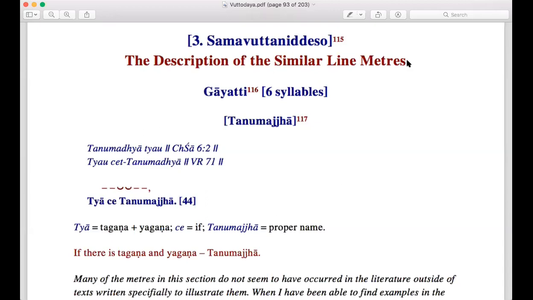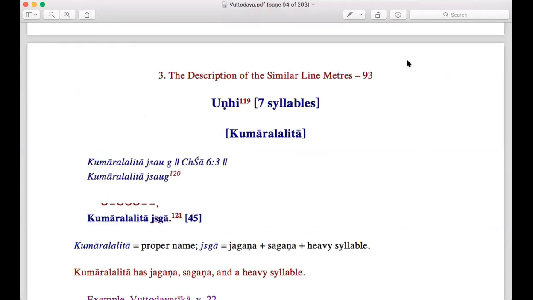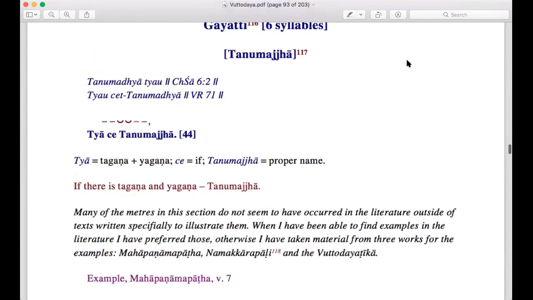Yeah. So that is because, as for my knowledge, in Sanskrit there are more verses in every group. Like in Gayatri, 6 syllable verses, there are many verses in Sanskrit. In 7 syllable verses also, there are many verses in Sanskrit. So the group names are already given in Sanskrit prosody. So we take those names and present here, and Venerable Sangharakkhita only takes one verse from each group. Tanumajja for Gayatri and what is the other one? Kumara Lalita for Unhi. But in Sanskrit there are more verses in each group.